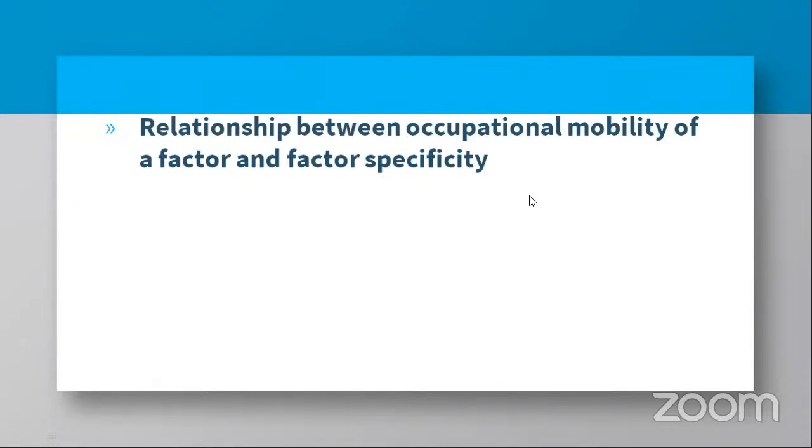Okay, thank you so much, Melissa. That is what I wanted. So we are saying that if a factor is specific, such a factor is occupationally immobile. Such a factor cannot easily switch from one job to the other. But factors that are not specific can easily move from one occupation to the other. So specific factors are occupationally immobile. Non-specific factors are occupationally mobile. Thank you so much, Melissa. And here we are.